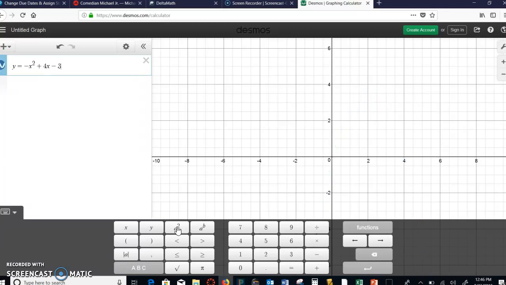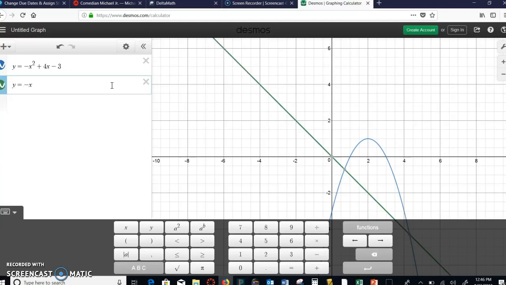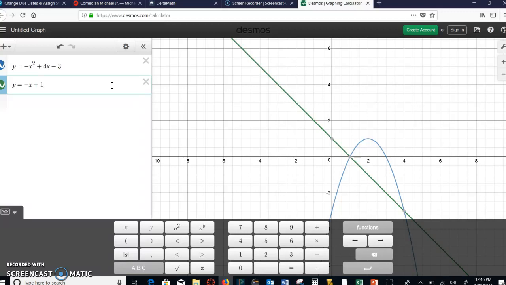So there's one equation that I typed up here in the equation box, and I'm going to click down below it to go to the other equation. The other equation is simply y equals negative x plus 1. And so we want to solve this system.